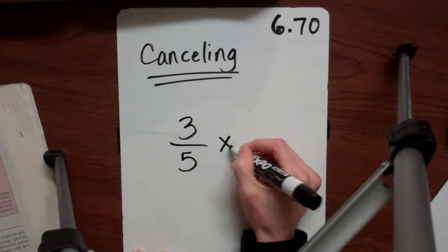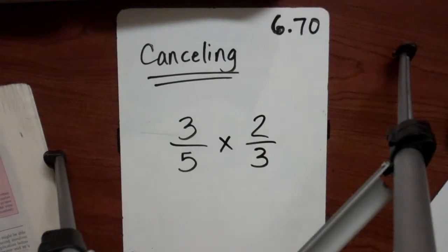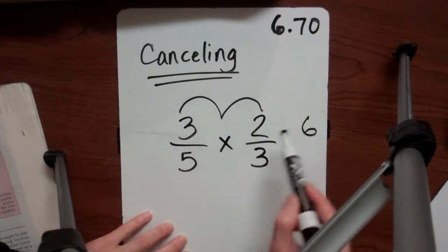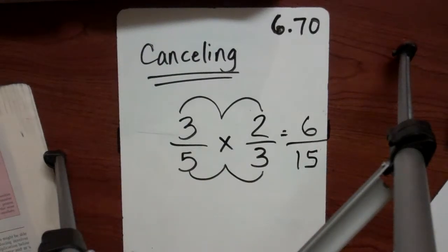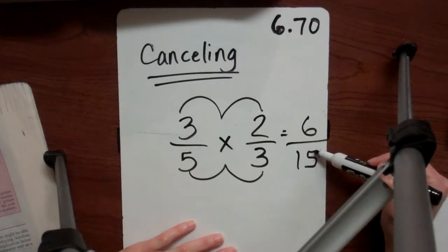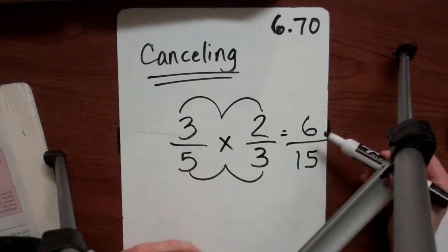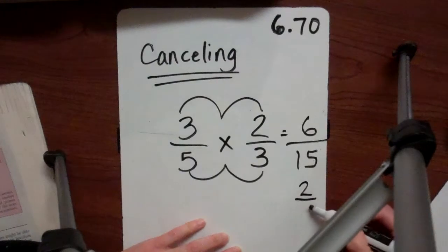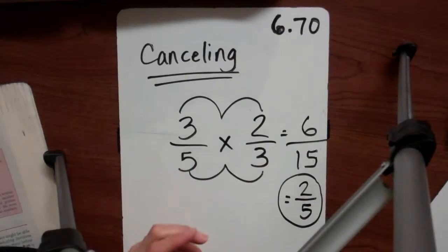3/5 times 2/3. Now, normally what you would do, you would say 3 times 2 is 6, 5 times 3 is 15, and then you would think to yourself, is there a number that will go into both 6 and 15? And I just gave it away. 3 is the answer, so that we could reduce it. So 3 will go into 6 2 times, and 3 will go into 15 5 times. So our actual answer after it's reduced would be 2/5.